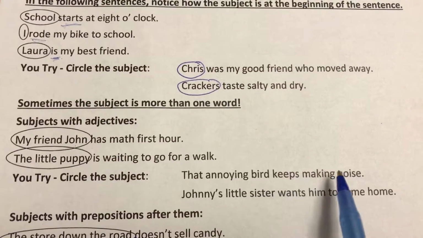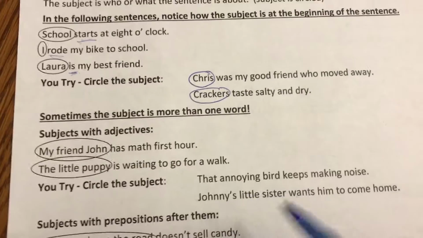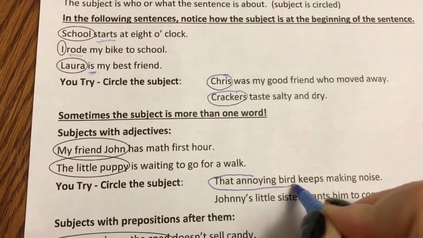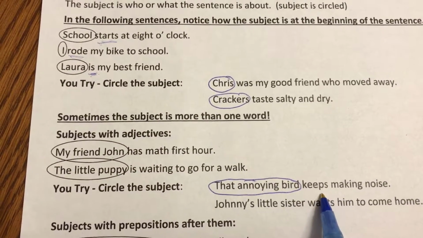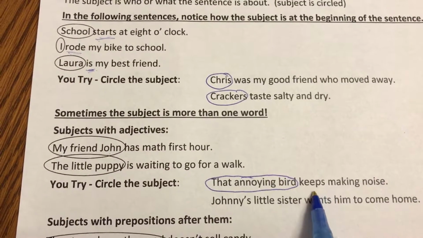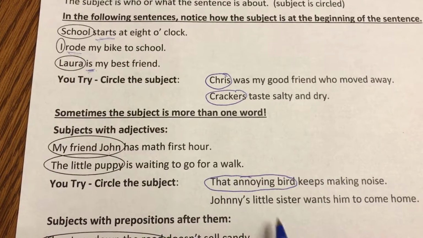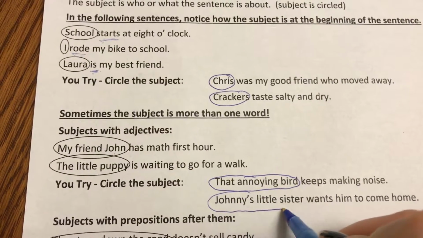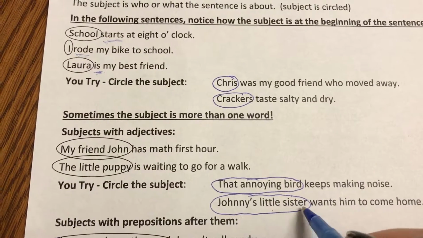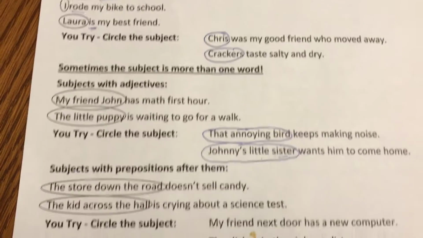So look at this. That annoying bird keeps making noise. What's the sentence about? That annoying bird. So that annoying bird should be circled. Keeps is the first verb. So that's the beginning of the predicate. Johnny's little sister wants him to come home. Who wants him to come home? Johnny's little sister. So it's not just Johnny's, it's Johnny's little sister. It's the sister that wants him to come home.